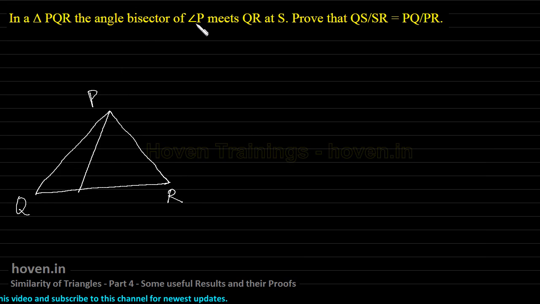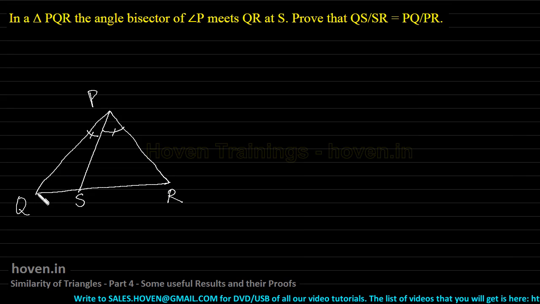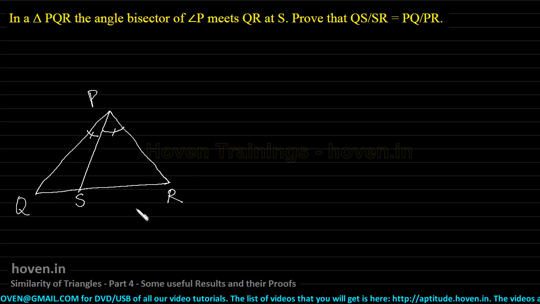The angle bisector of angle P, this angle and this angle, they are equal. They might not be looking equal because I have not drawn it to scale, but they are equal because PS is the angle bisector of angle P and meets QR at S. The result that has to be proved is that the ratio of QS to SR, that is this arm to this arm, is same as the ratio of this PQ to PR. This result is very important from the point of view of many questions that have been asked on the basis of this result. Let us now start with the proof of this.